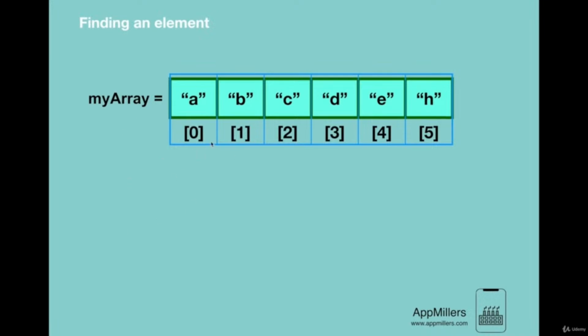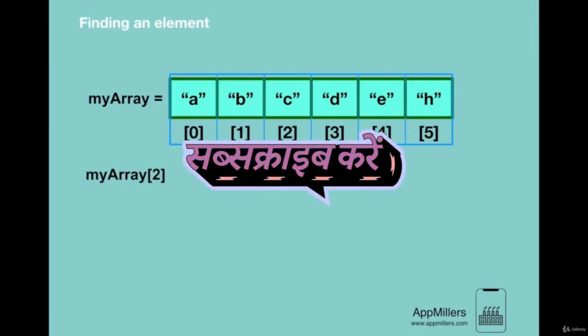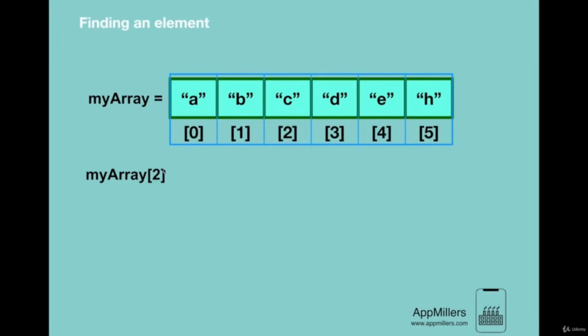To find an element inside the array, we have 3 options. The first option is if we know the exact location of the element, we can use an index. For example, we know the location of C is index 2, so we can say that this element is located inside this array by accessing it using the index.